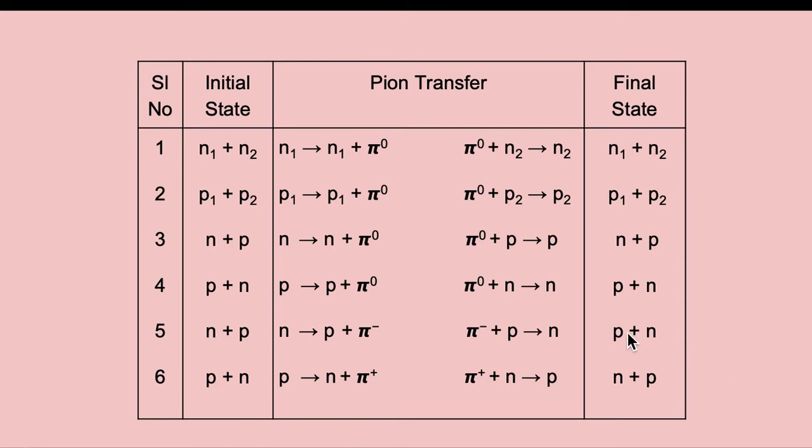So initially you have N plus P, and in the final stage, in place of N you have P and in place of P you have N. So the final one is P plus N. And a similar transfer between P and N, but here the charged particle is pi plus. So P goes to N plus pi plus, and that pi plus with the N gives P. So these are the six types of pion transfer you can have. For the first four, it is the neutral pion, between NN and between PP. Between N and P or P and N, either a neutral pion or a charged pion is transferred.